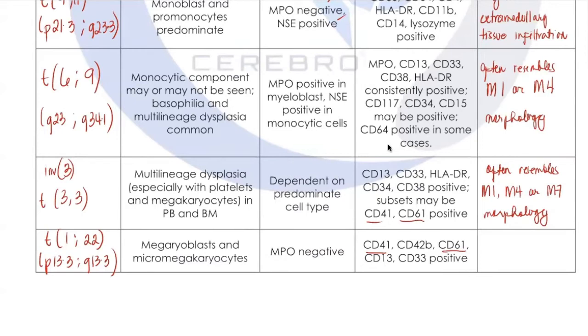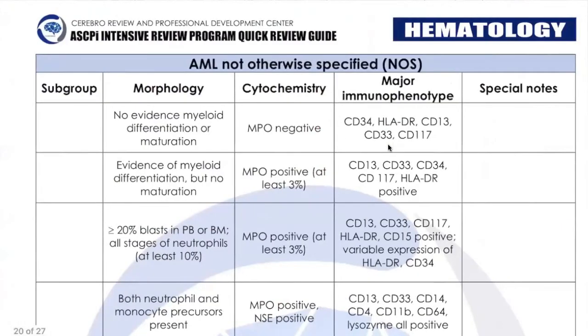Okay? So let us proceed to the AML that are not otherwise specified. So first, yung ating tinatawag na M0. Okay? So sa M0, this is the AML with minimal differentiation.